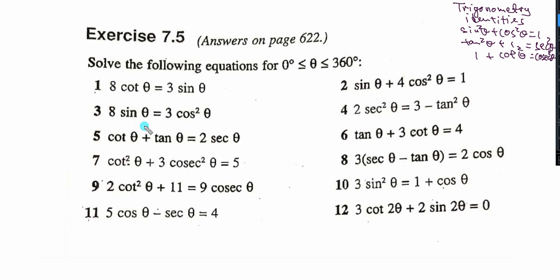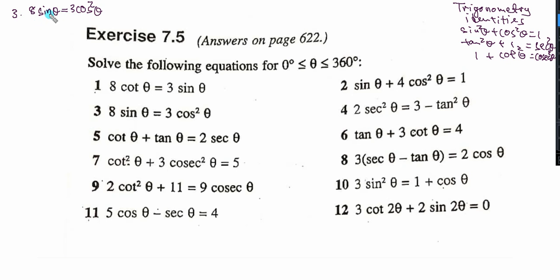Okay, now let's look at question number 3 first. Question number 3 says 8 sine theta equals 3 cosine squared theta. Now, how would you be able to find either sine theta or cosine theta? The way of solving this is this.